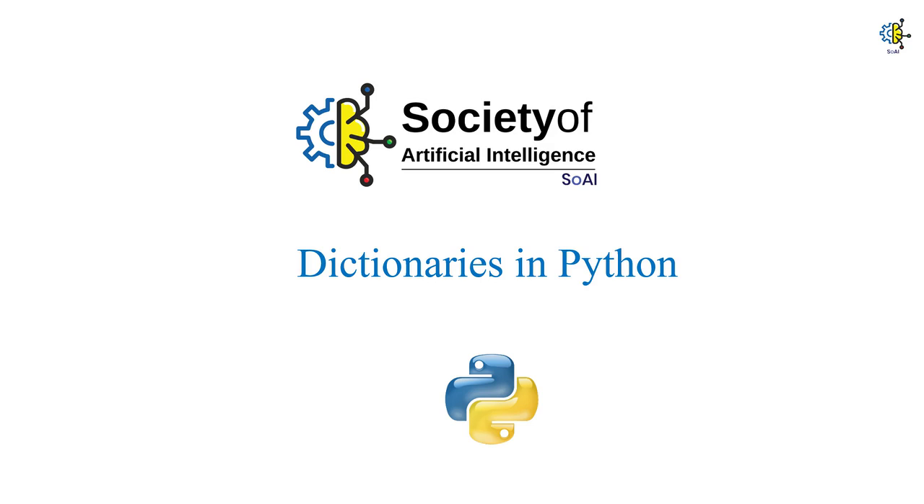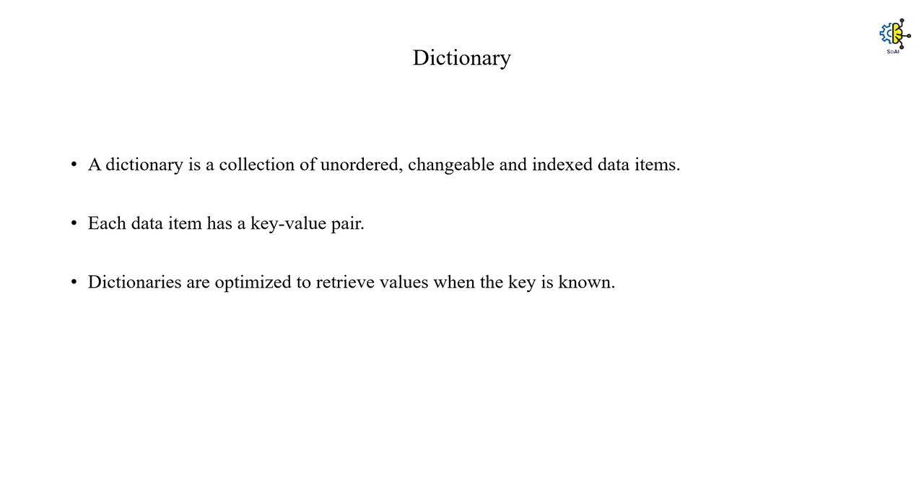We will be talking about dictionaries in Python. Now, what are dictionaries? A dictionary is a collection of unordered, changeable, and indexed data items. In a dictionary, each data item has a key value pair. Dictionaries are optimized to retrieve values when a specific key is known.